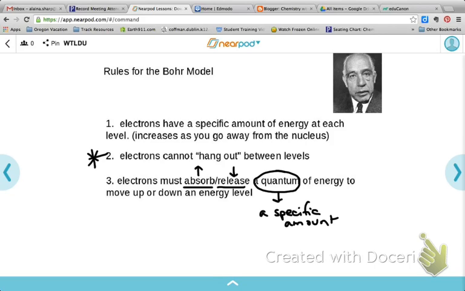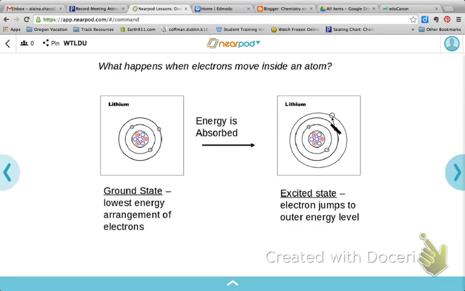So let's talk about the consequences of these rules. I would like for you to draw a picture. We've got the Bohr model here, talking about what happens when electrons move inside an atom. Draw the Bohr model of a lithium atom. Now here in the nucleus of your lithium atom right here, you have 3 protons and you have 4 neutrons. Now that's really not important. That's just the nucleus. And as you can see, nothing's changing about the nucleus from start to finish. So you're going to start with 3 protons, end with 3 protons, start with 4 neutrons, end with 4 neutrons.